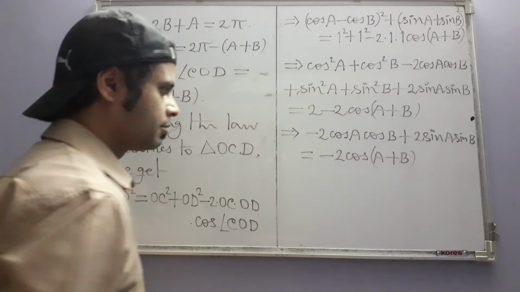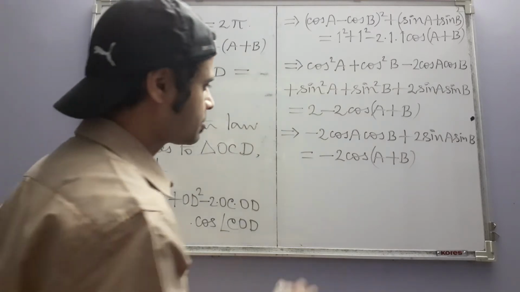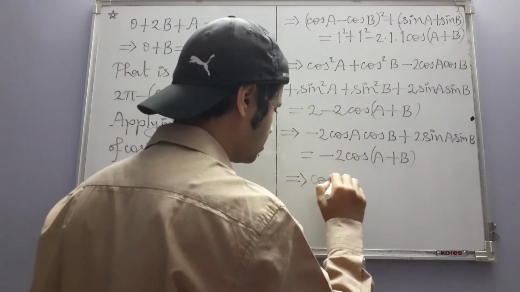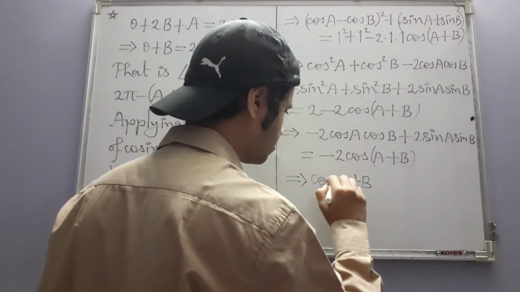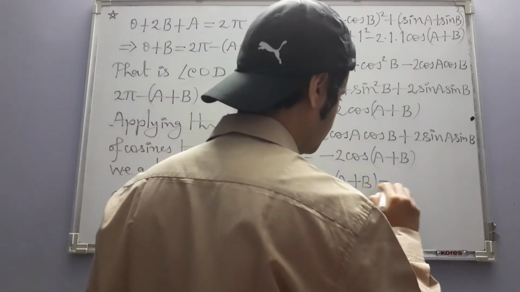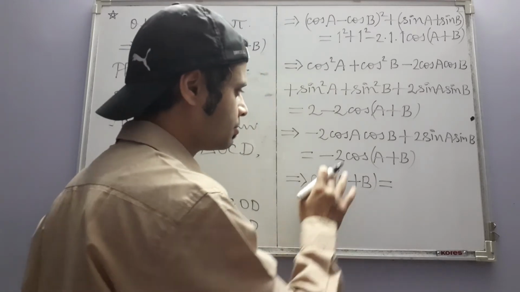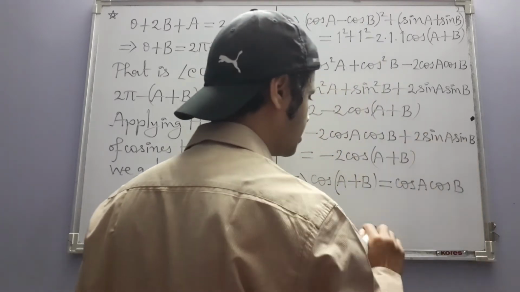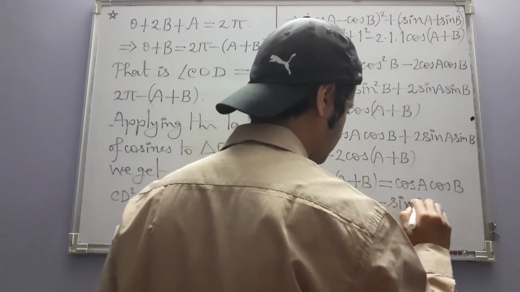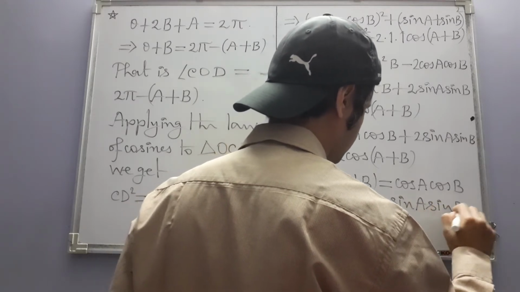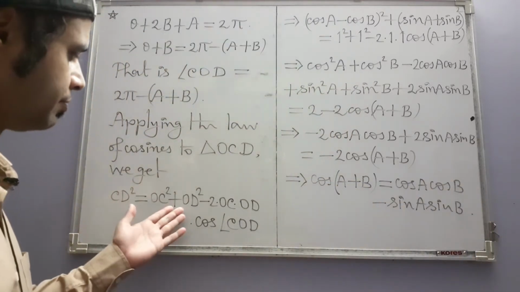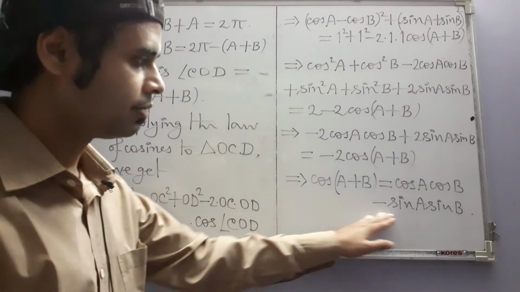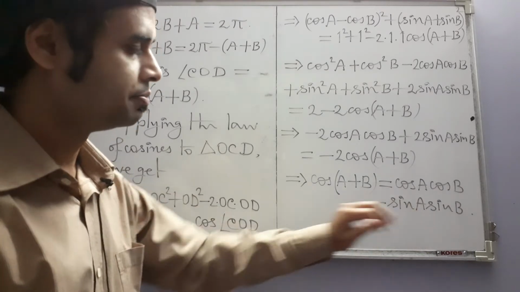Now we divide on both sides by minus 2. Doing that and interchanging the sides, we get what we were seeking, namely cos A plus B. Keep in mind we are dividing by minus 2, so this one will become cos A cos B, and this one will become minus sin A sin B. So this way, from the law of cosines applied to a particular type of triangle, we have been able to derive the formula for cos A plus B.